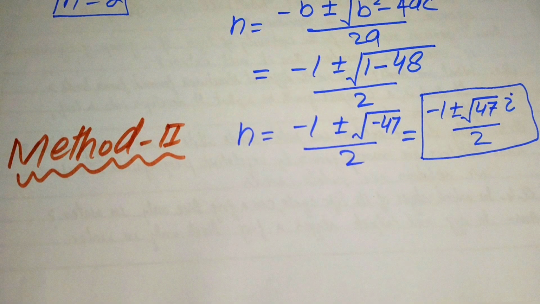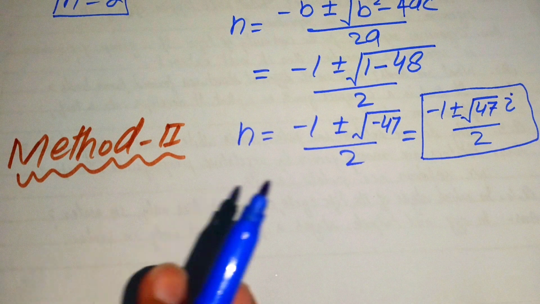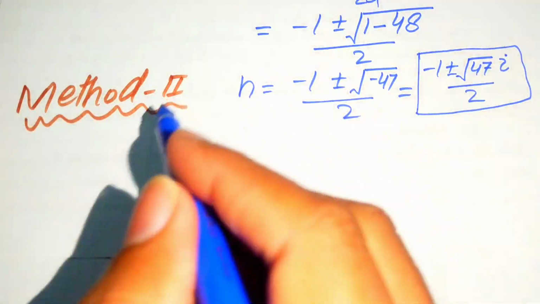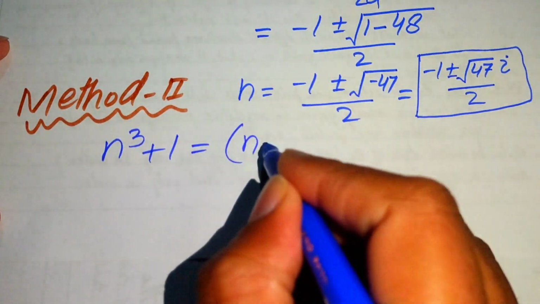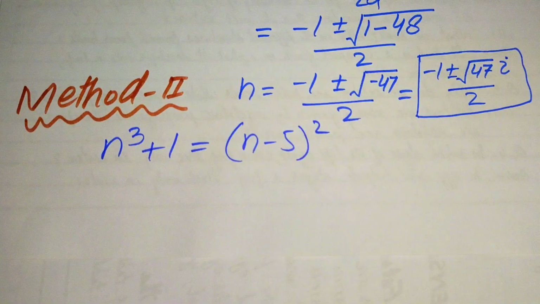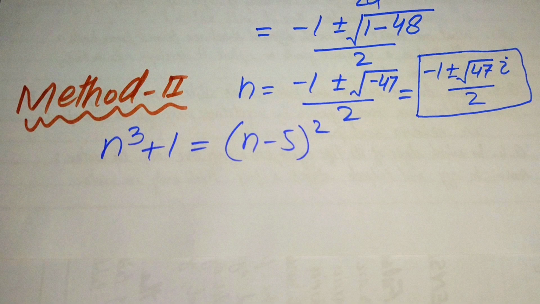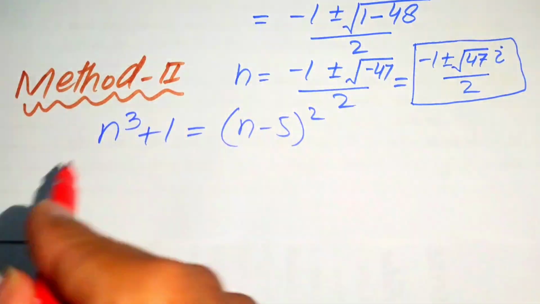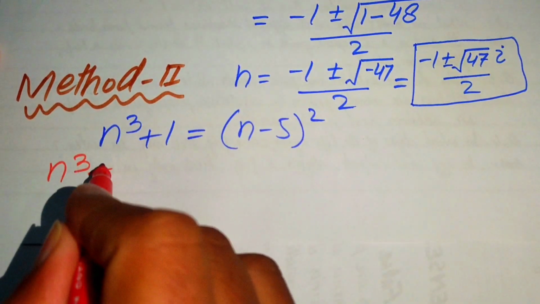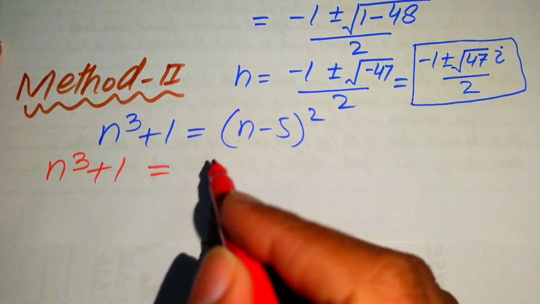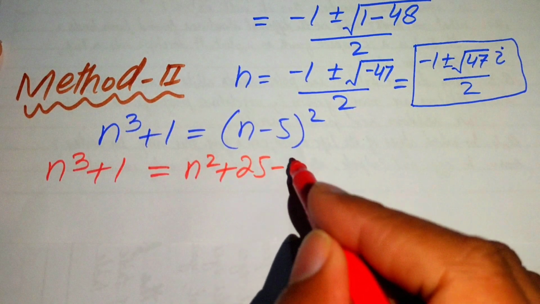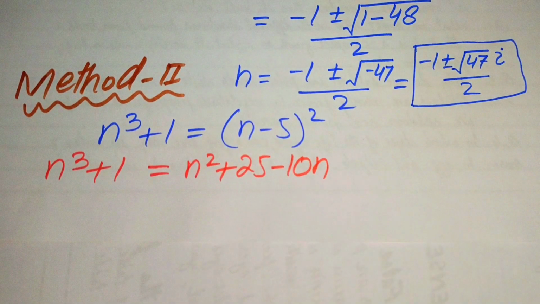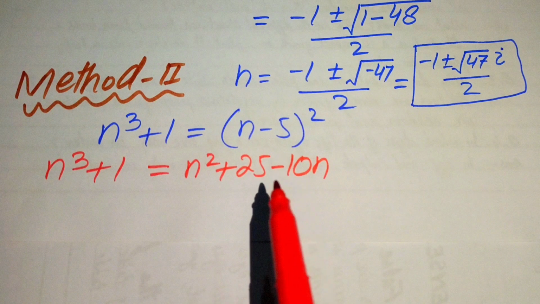In the second method, we first rewrite the question statement as n cubed plus 1 equals (n minus 5) whole squared. This is our question statement, and now we open the square on the right hand side and write it as n cubed plus 1 equals n squared plus 25 minus 10n. Here we just open the square identity on the right hand side.